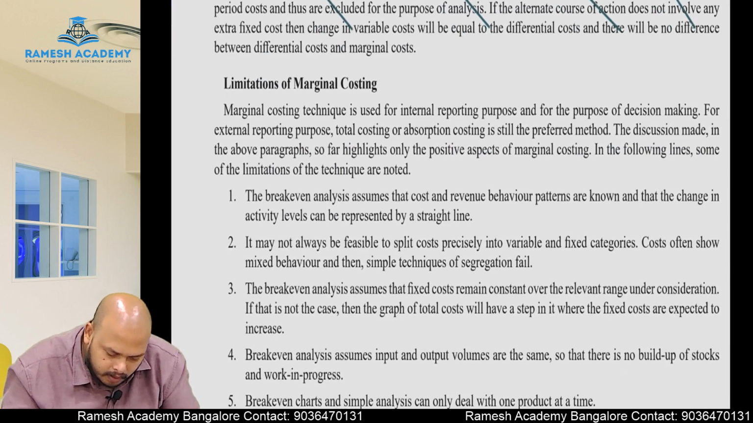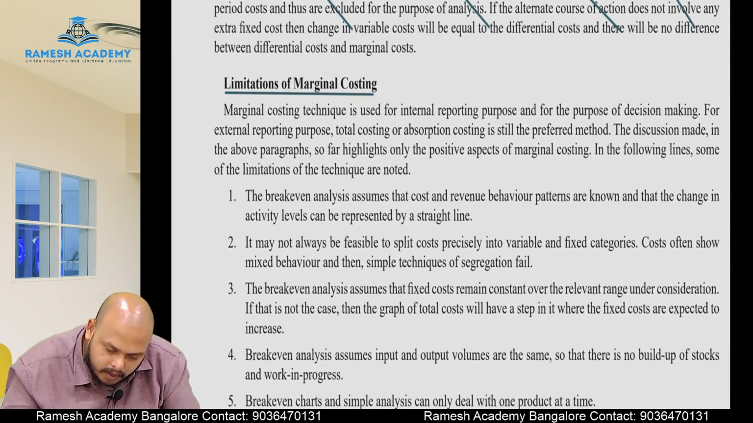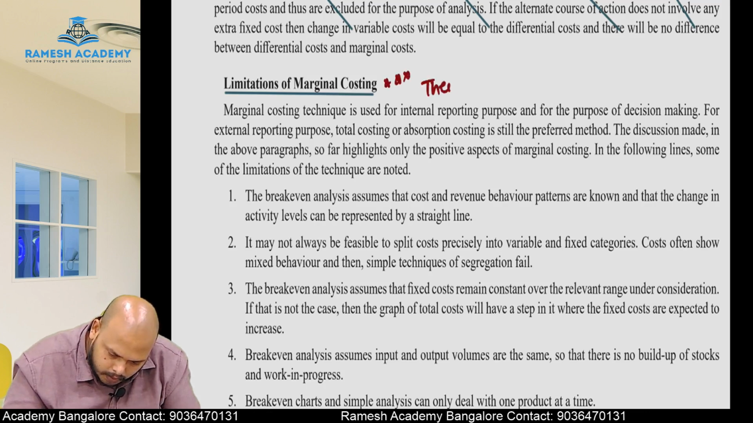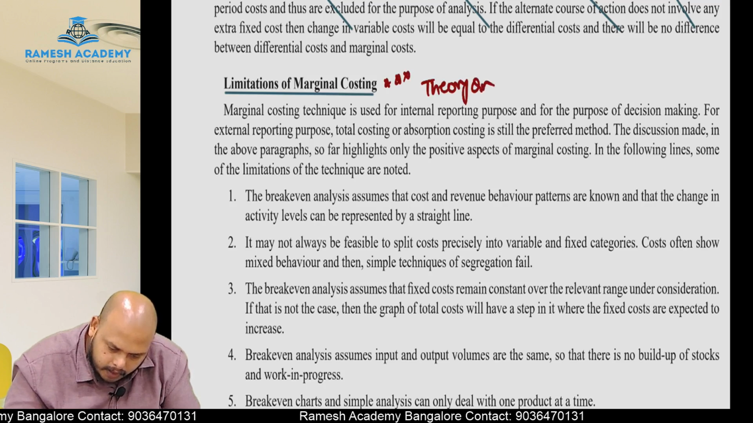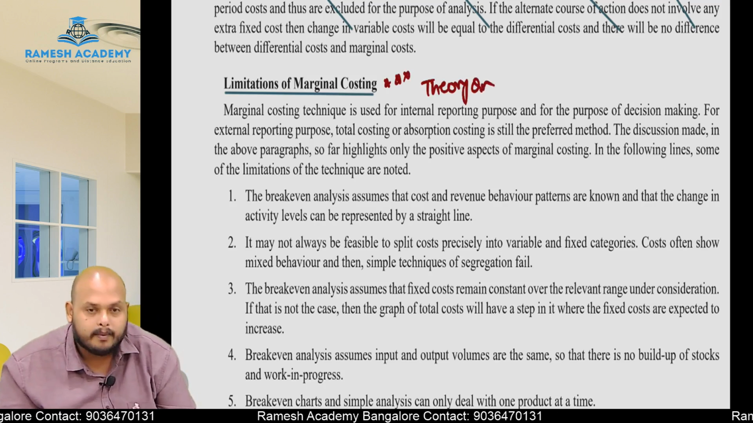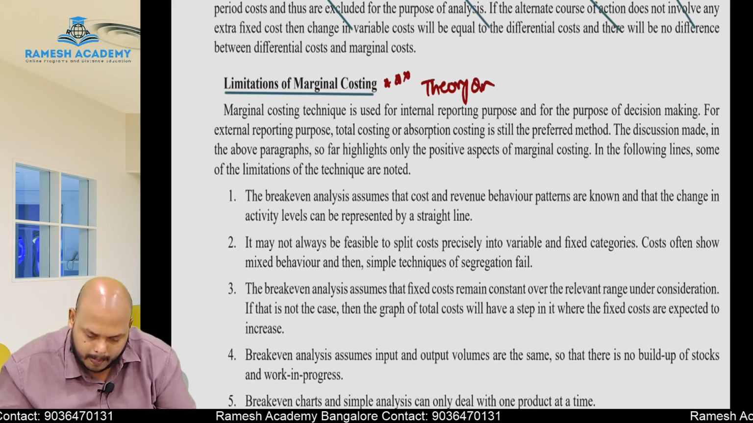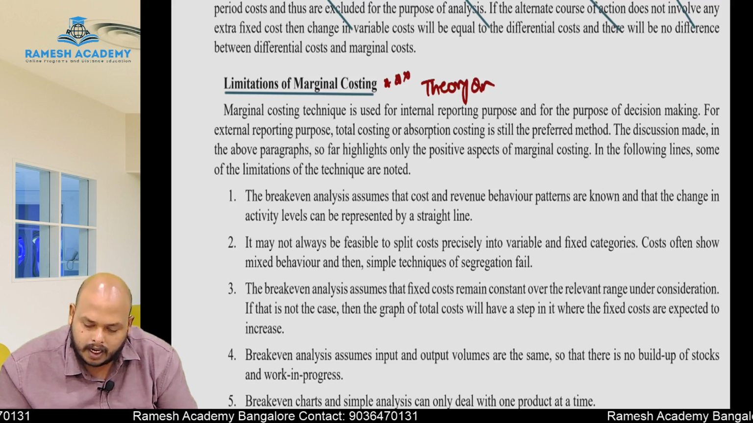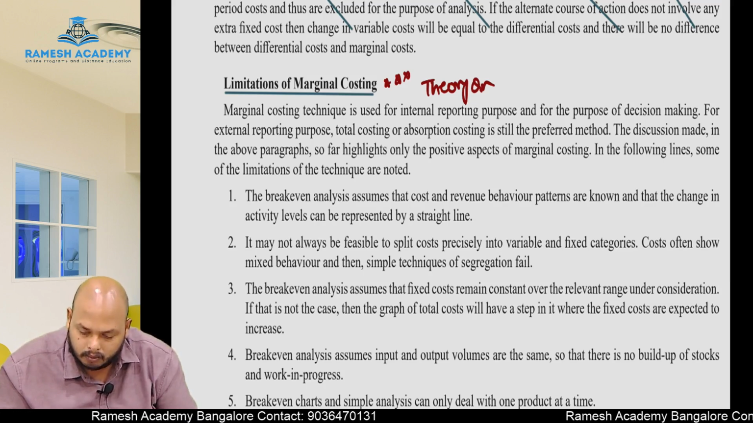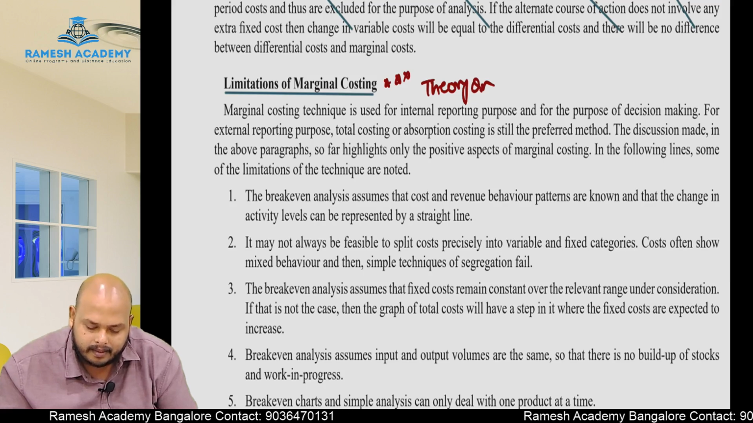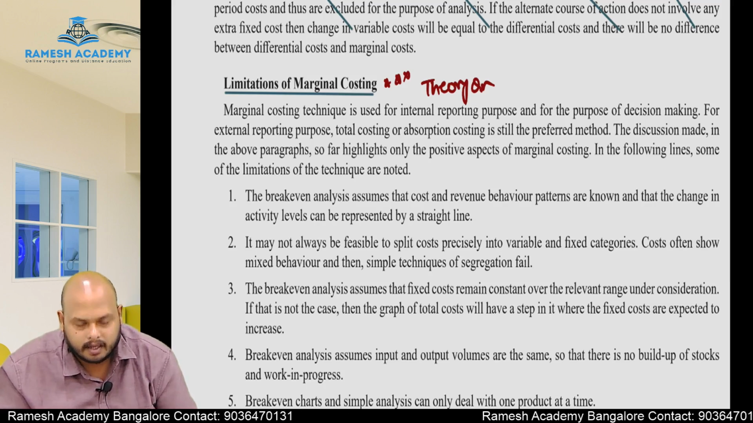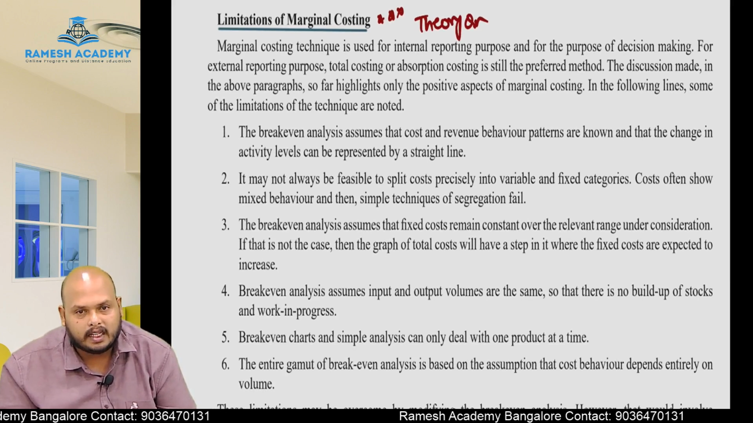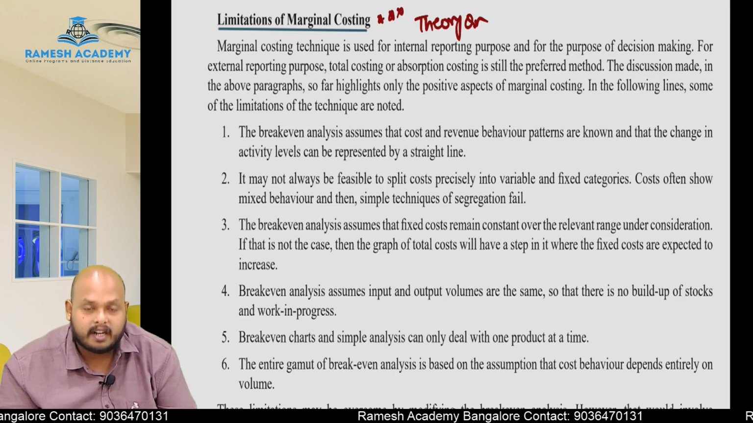Next, limitations of marginal costing, an important theory question. There is a possibility that they can ask it in the theory question. Limitations of marginal costing. The break-even analysis assumes that cost and revenue behavior patterns are known, that a change in the activity levels can be represented by a straight line. Okay?